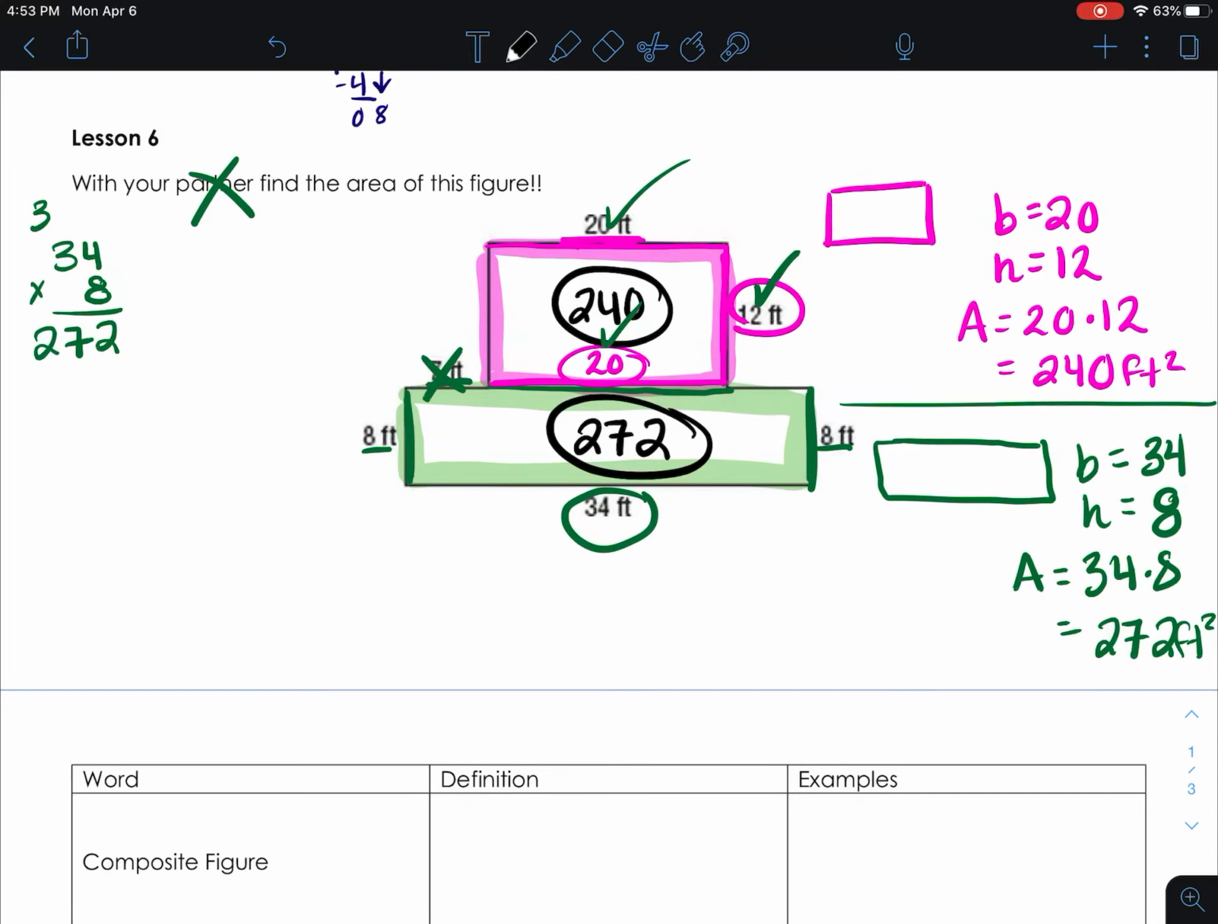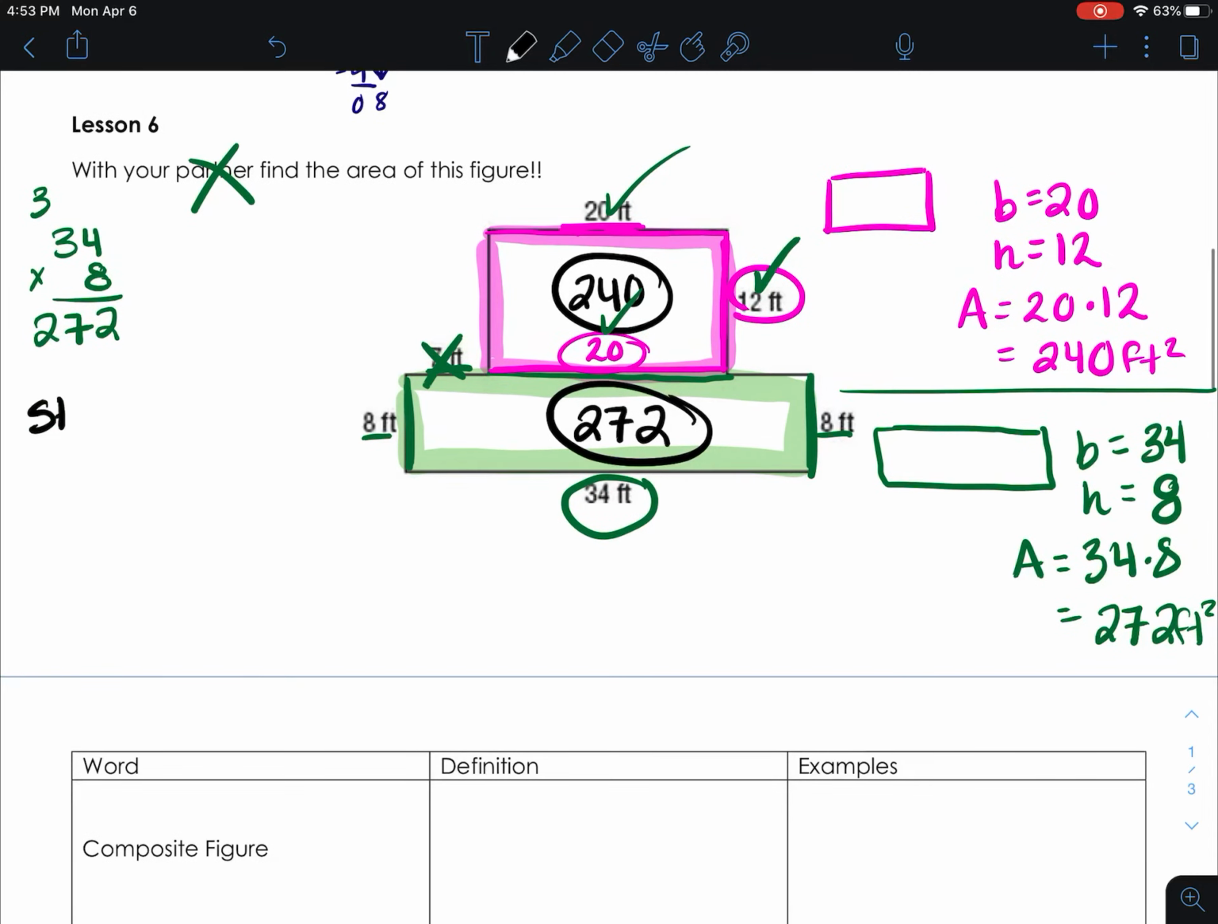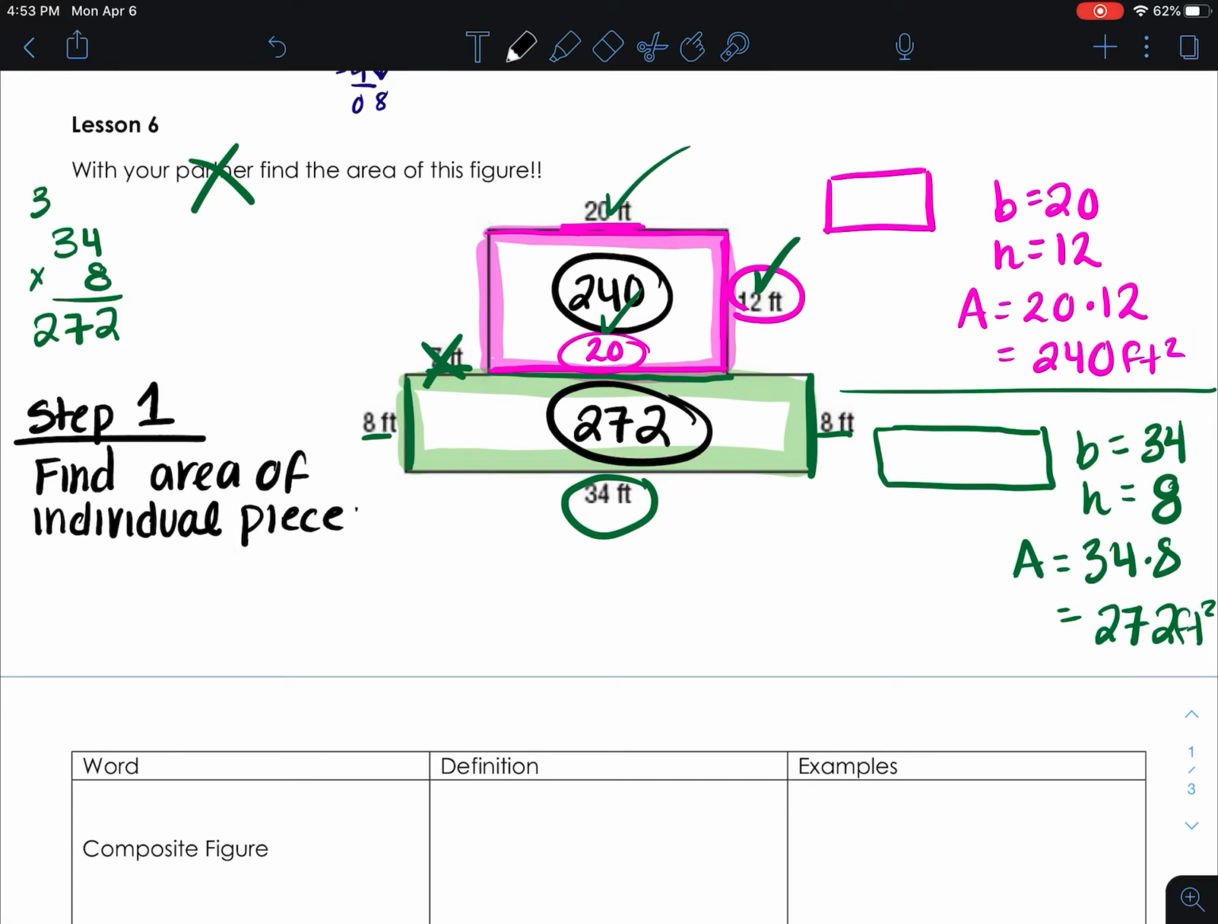So step 1 is to find the area of the individual pieces or shapes, the first two. Then step 2 would be to just add everything together.